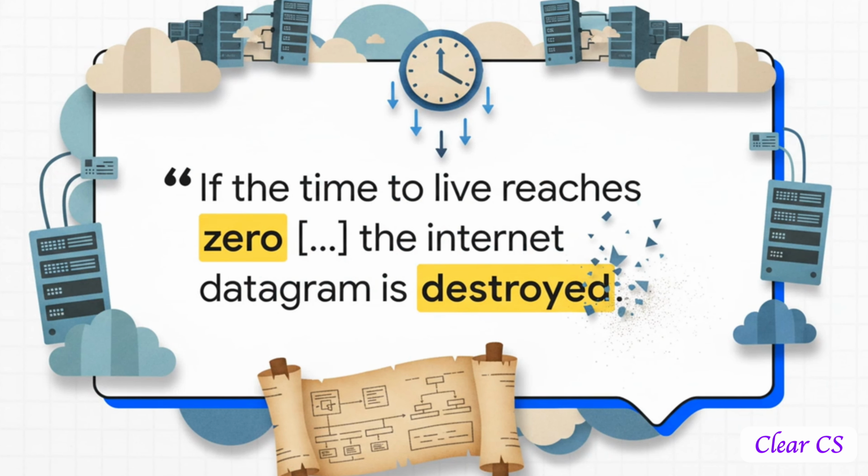Now, what's genuinely fascinating about this is how far back it goes. Check out this quote from the original DARPA Internet Protocol specification, RFC 791, from way back in September 1981. It states, "If the time to live reaches 0 before the Internet datagram reaches its destination, the Internet datagram is destroyed." Over 40 years ago, the very architects of the Internet recognized that for data to survive, some data must be explicitly destroyed. It's just a beautiful piece of digital philosophy, isn't it?